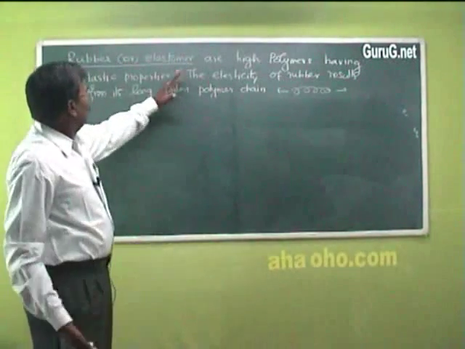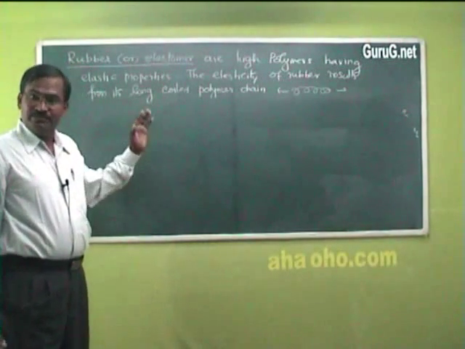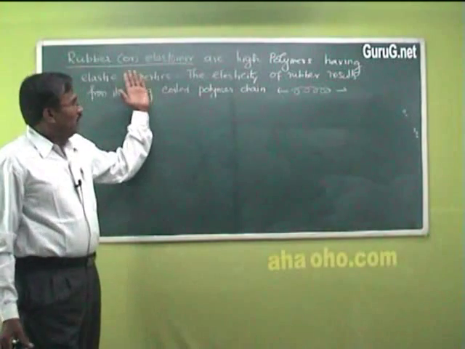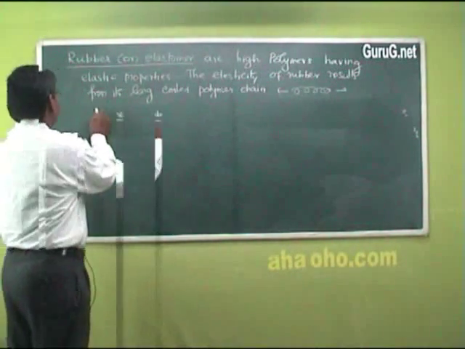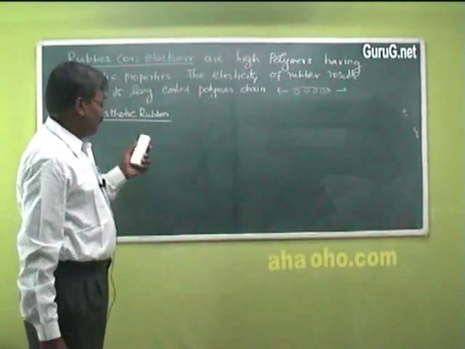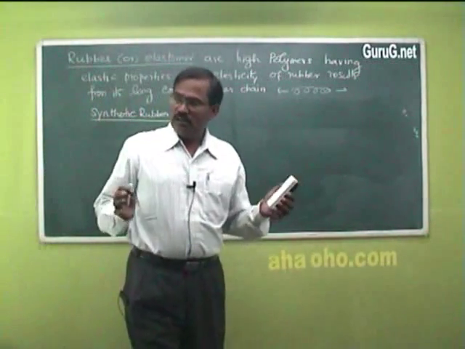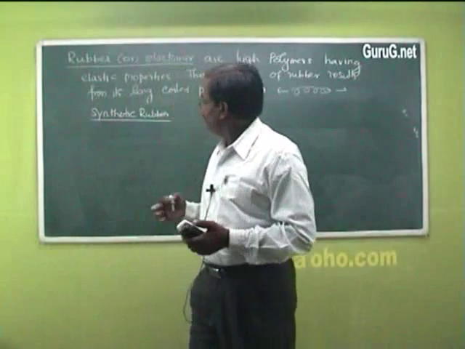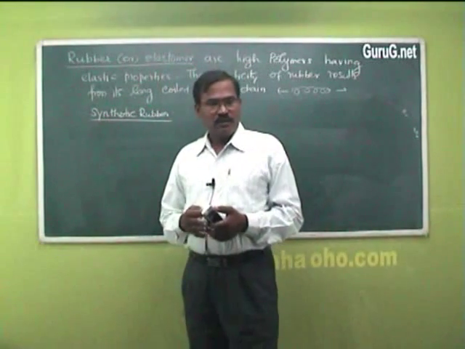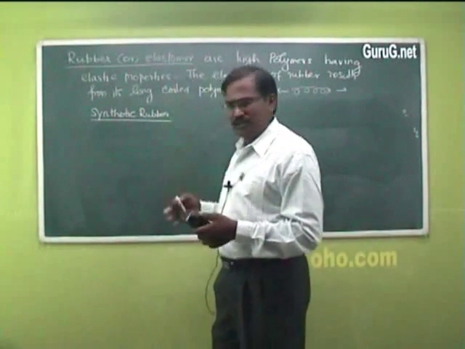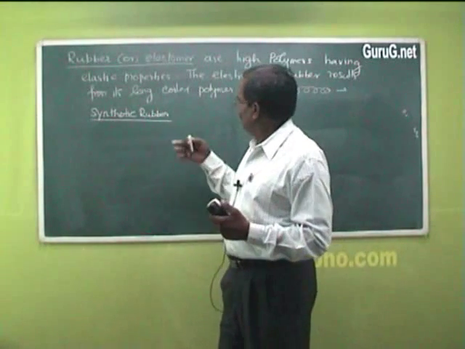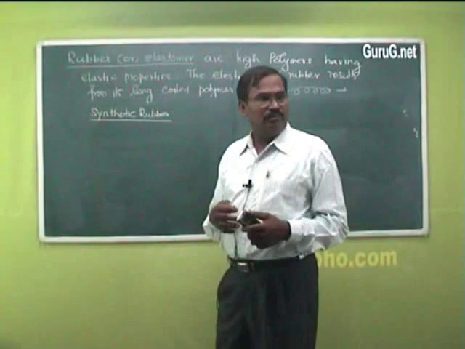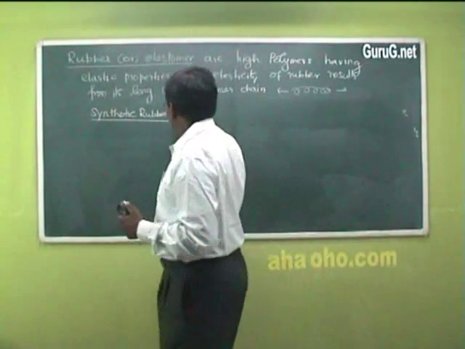So we have seen two broad classifications under rubber. One is natural rubber, that we finished. Next one is synthetic rubber. Synthetic rubber has all the characteristic properties of a rubber, but it is man-made. Like our ordinary natural rubber, the synthetic rubber is also vulcanizable. We will see the meaning of vulcanization and the mechanism of vulcanization later.